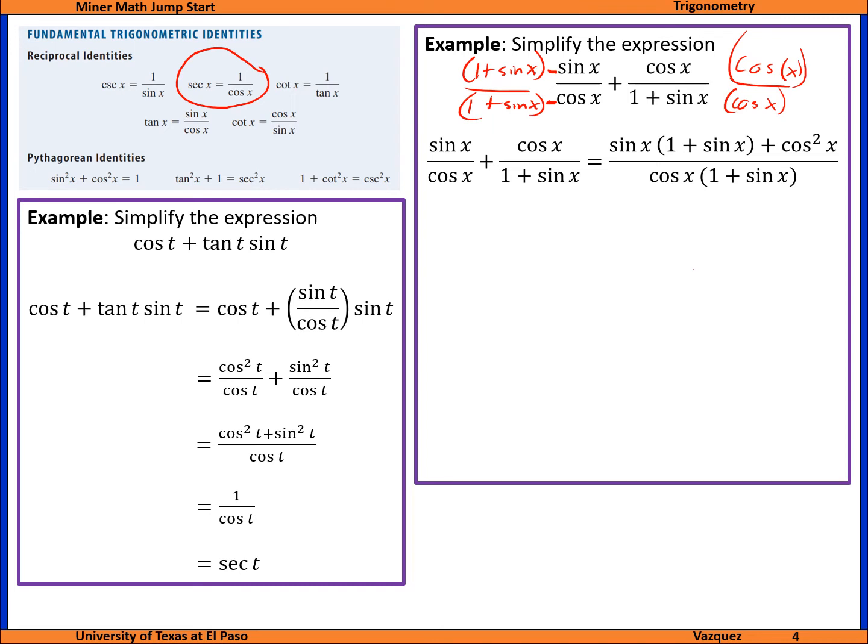Once you do that, we can go ahead and distribute here. Sine x times 1 is just sine x. Sine x times sine x is sine x squared, or sine squared x plus cosine squared x. And just like in the last problem, we have something we can recognize here from the Pythagorean identities. That becomes sine x plus 1.